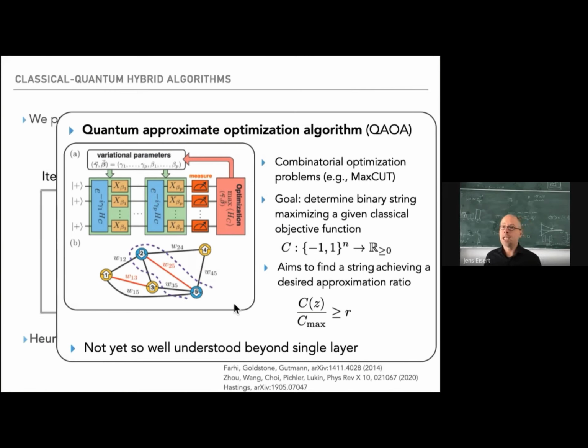For example, you can think of combinatorial optimization problems such as max-cut and try to determine the binary string that maximizes a given classical objective function that encodes the problem. And the aim is to find a string that achieves a desired approximation ratio of the achieved value of the objective function over the optimal value.